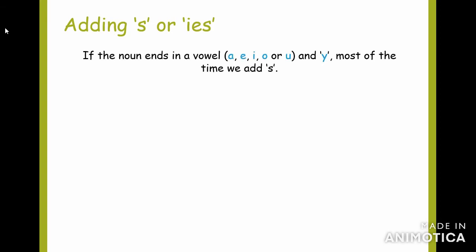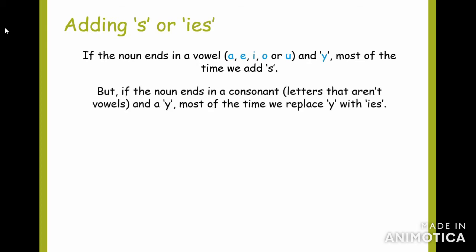Adding s or ies. If the noun ends in a vowel, so the letters a, e, i, o, or u, and sometimes y, most of the time we add s. But if the noun ends in a consonant, so letters that aren't vowels, like the letters B, T, or D, and a Y, most of the time we replace the Y with IES.